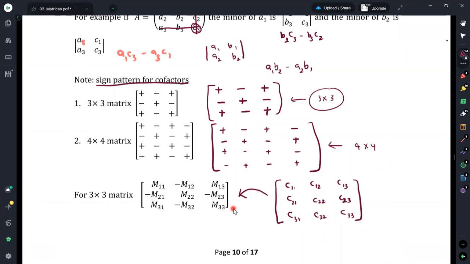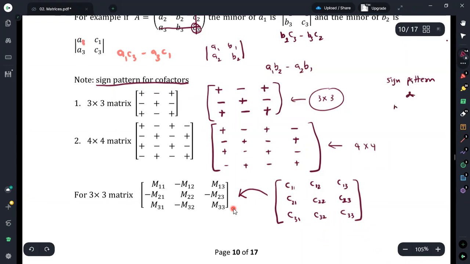It is because to obtain the cofactors, we are combining the sign pattern with the minors obtained. Therefore, by combining sign pattern and minors, we can obtain cofactors. Then we can see that since it is a 3 by 3 matrix, first should be a plus. That is why it is plus times M11. Then minus times M12 is used. Then again plus times M13 is used.